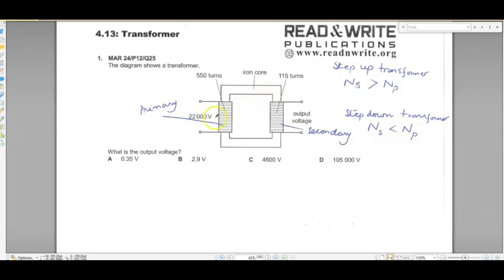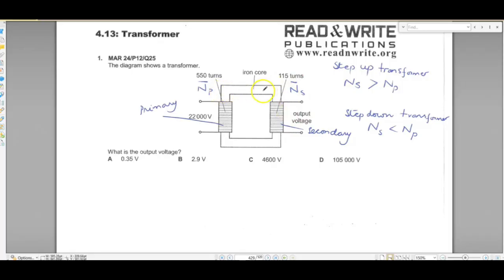So, for example, if we take this transformer, it has 550 turns on this side and 115 turns on this side. So we know that this is a step-down transformer, where the number of turns on the secondary side is less than the number of turns on the primary side. And if it was the other way around, this would be a step-up transformer, which has more turns on the secondary side and fewer turns on the primary side.